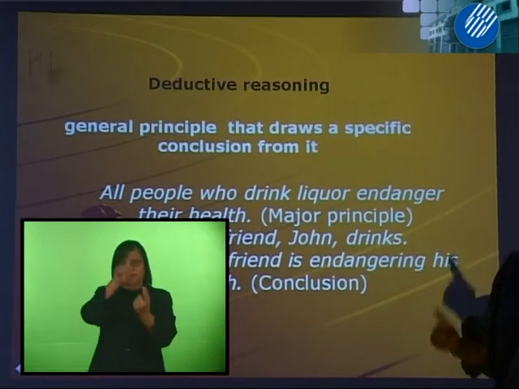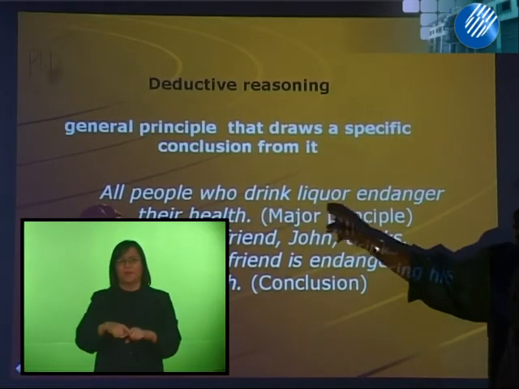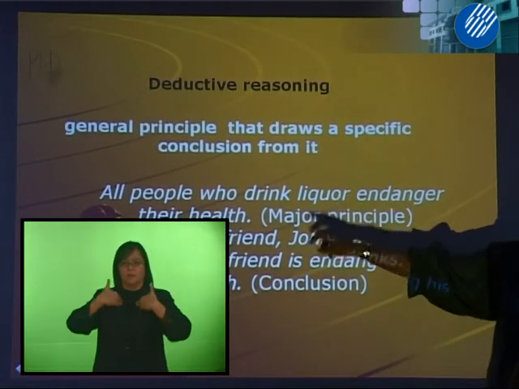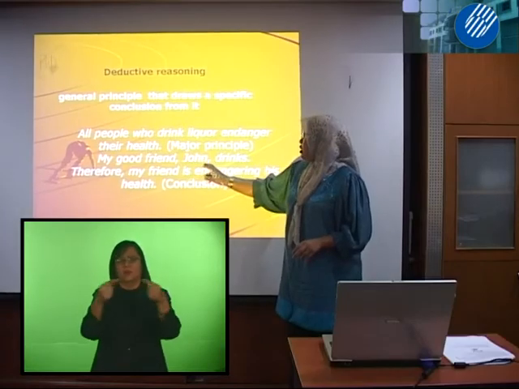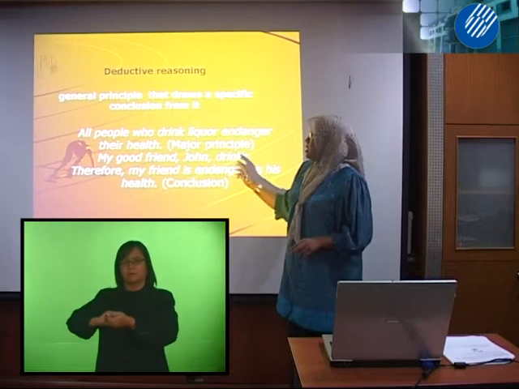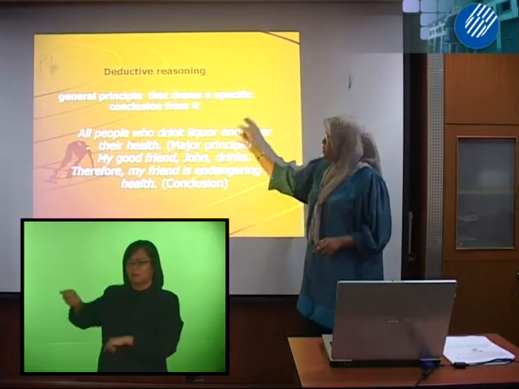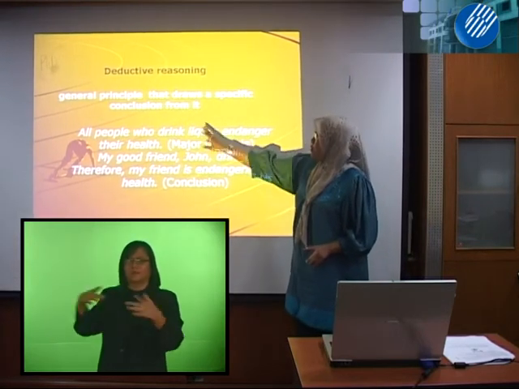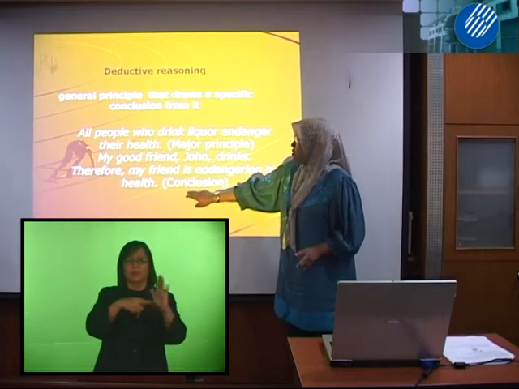For example, let's look at these sentences. All people who drink liquor endanger their health. So this is the major principle or the general principle. My good friend John drinks. Therefore, my friend is endangering his health. So this is a specific conclusion. So therefore, from a general principle we draw a specific conclusion.